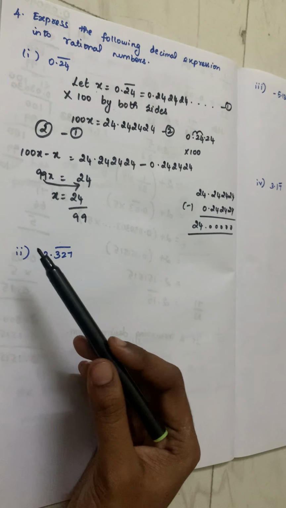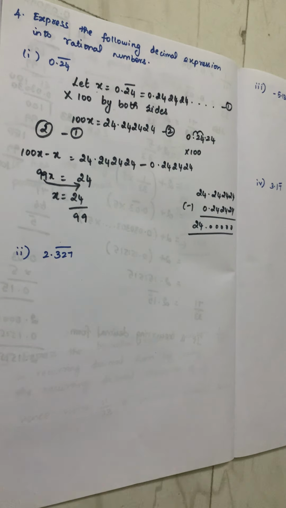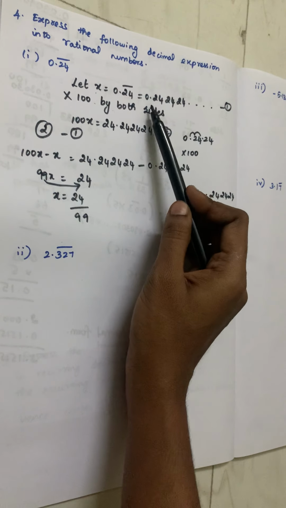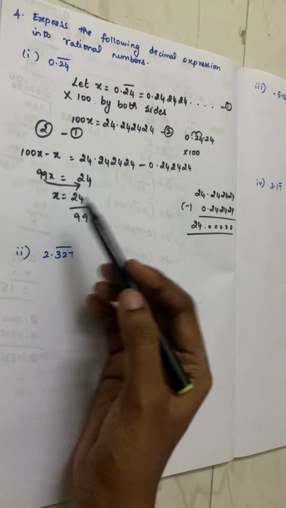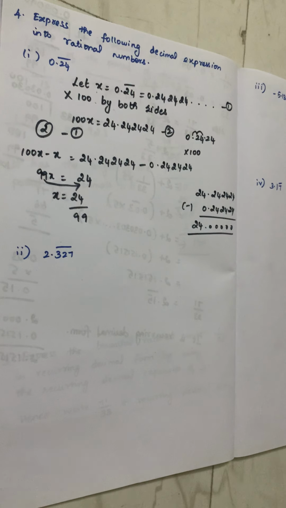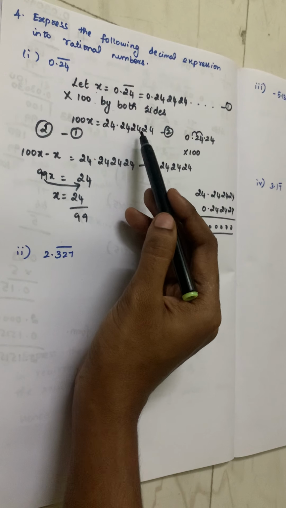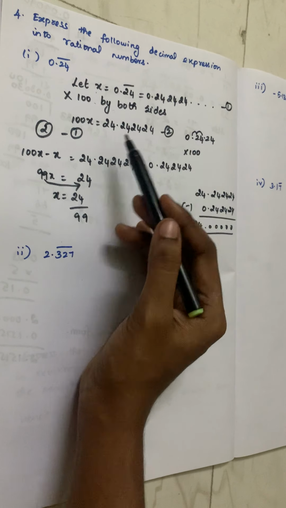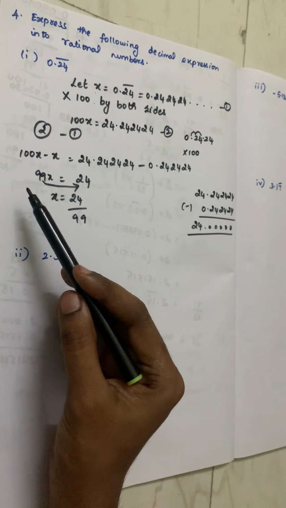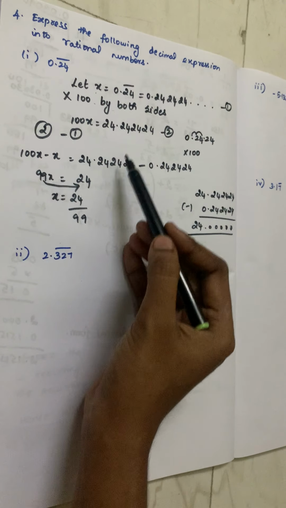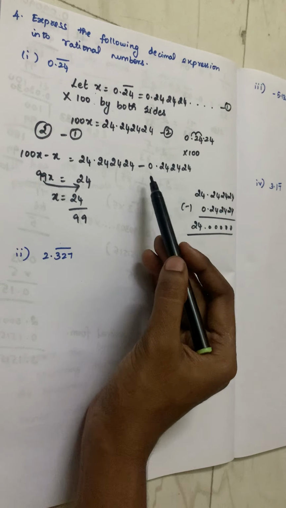For the interruption, children, I have repeated this question. Take x = 0.2424... and multiply by 100 on both sides. So 100x = 24.2424... will go on. So equation 2 minus equation 1. On the left-hand side you should subtract, and on the right-hand side you should subtract.